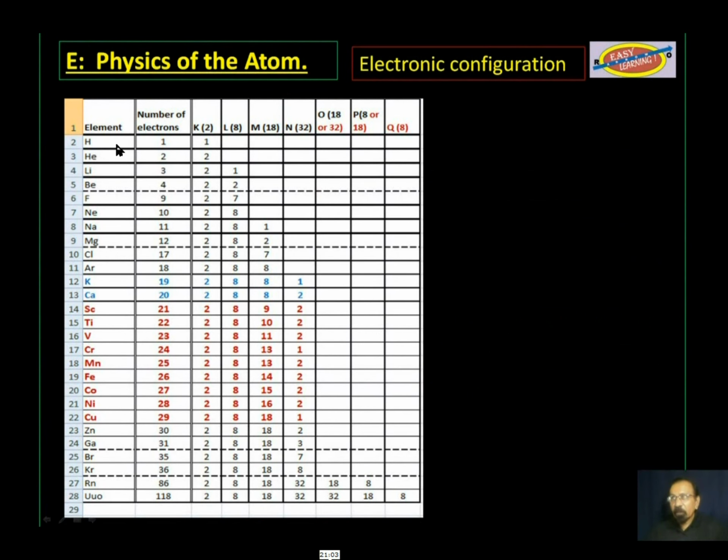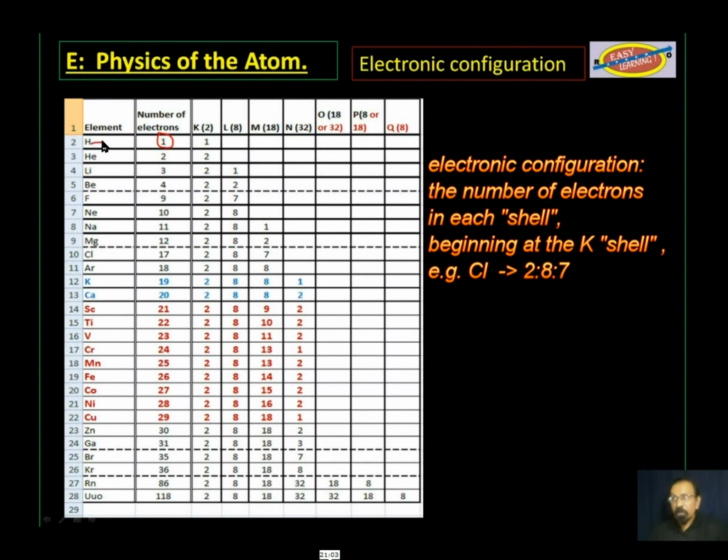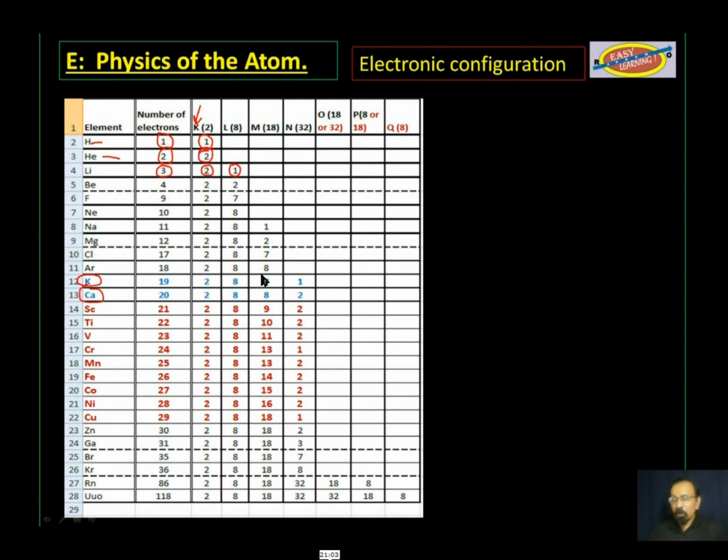Now, you already learned about the number of electrons. If you have 1 electron, in the case of hydrogen, you would have that 1 electron in the K shell, as the first shell. If you have 2 electrons, as in the case of helium, the 2 electrons will be located in the first shell, which is the K shell. But if you have 3, as in the case of lithium, the first shell would have 2, and the next shell will have 1, and so on. Now, this pattern follows until you reach potassium and calcium, and we will look at that closer in the next slide.